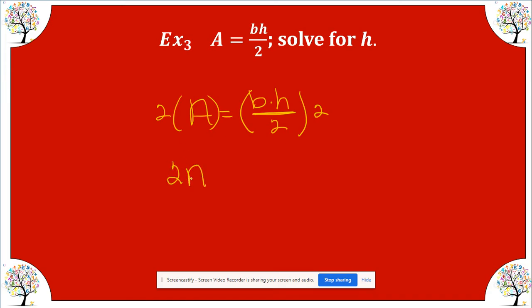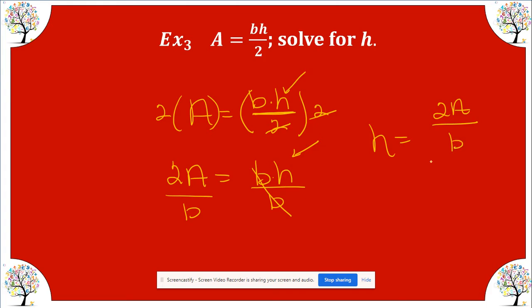That gives us 2a is equal to b times h. And again, we're focusing on the h. Now we have to undo the b times, and we divide both sides, the division property of equality, and our height formula is 2 times the area divided by the base.